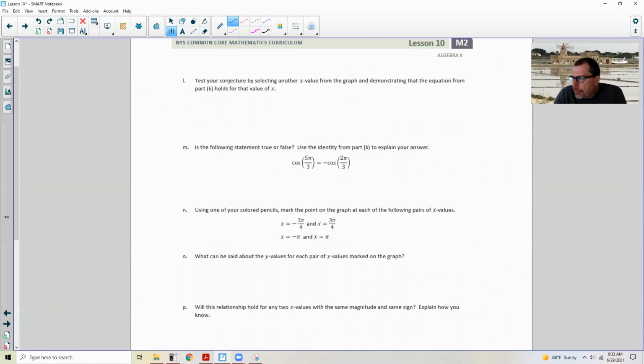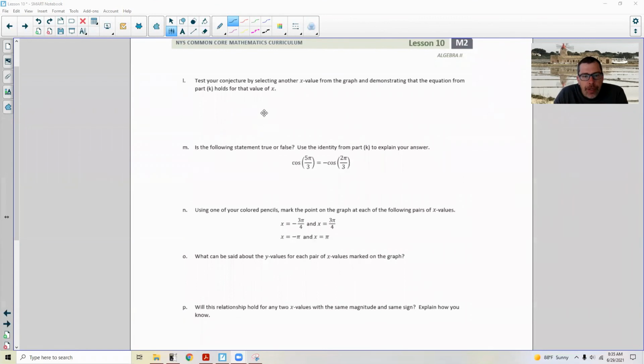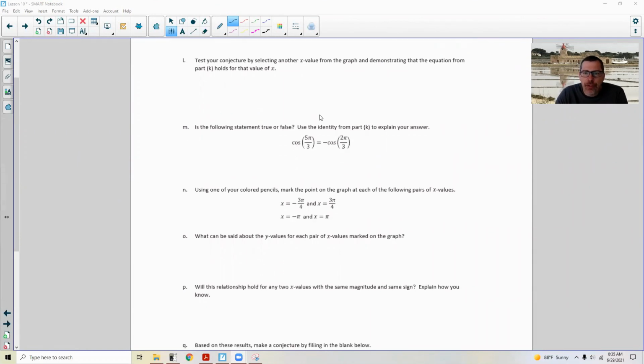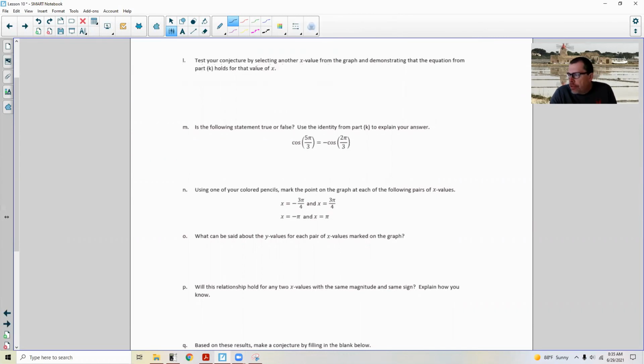Okay, page, all right, now page 7. Test your conjecture by selecting another x value from the graph and demonstrating that the equation from part K holds for that value of x. So I'm going to not bring that in. All right.